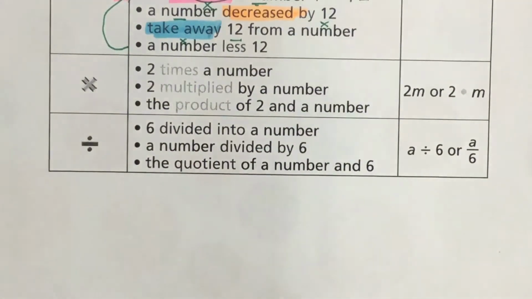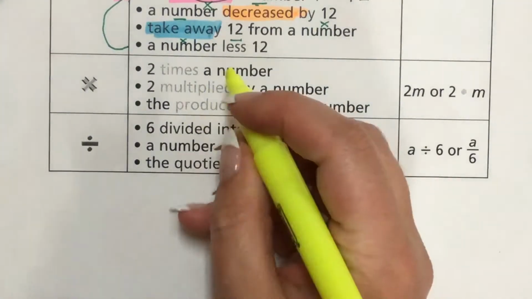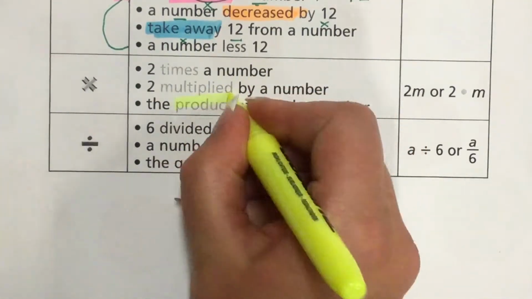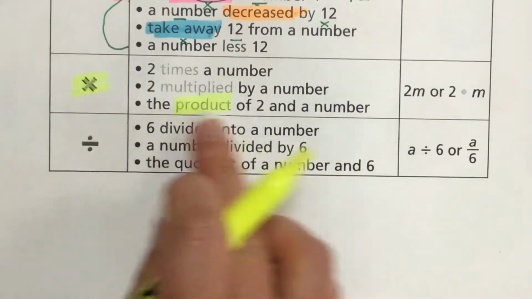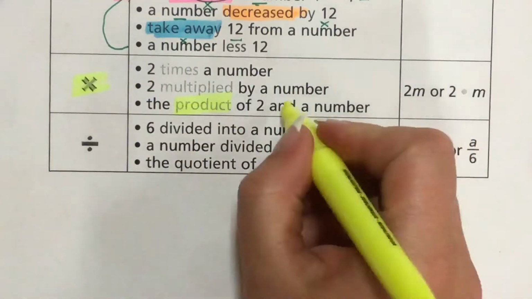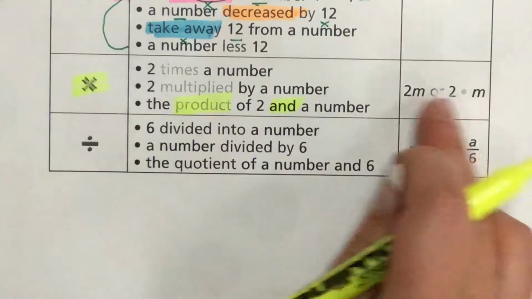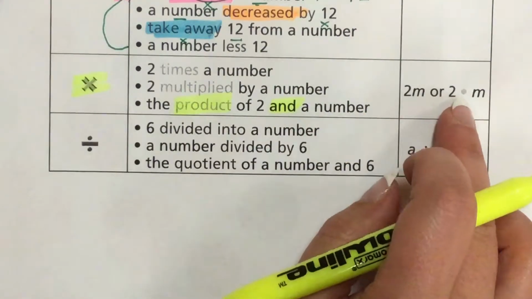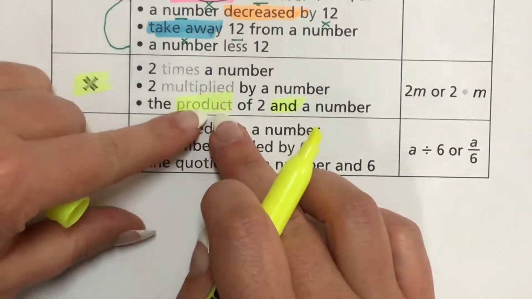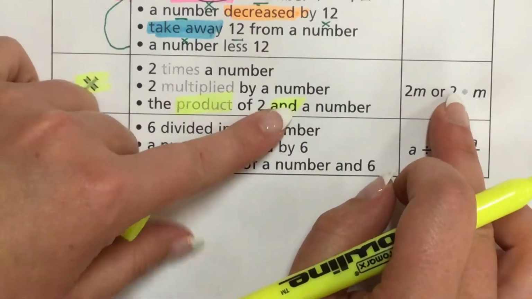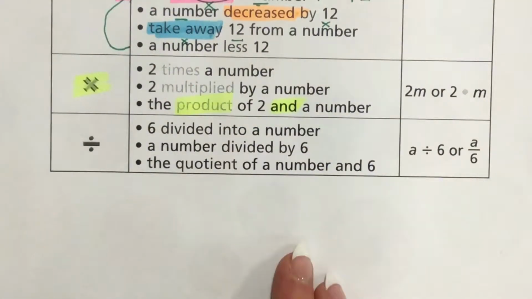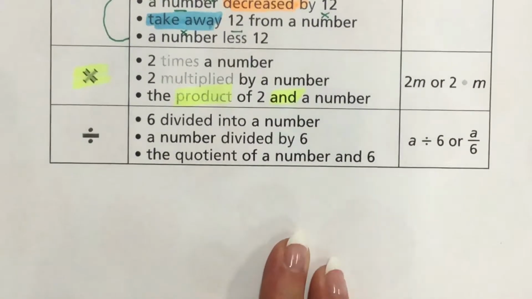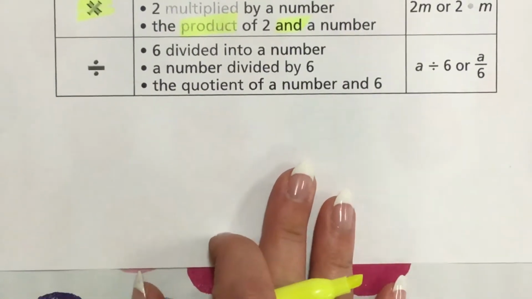Or, this is a good one, the product. So whenever you see this word product, you know that you're dealing with multiplication. So the product of 2 and then and, that word lets you know where the multiplication sign goes. So the product, you're dealing with multiplication, 2 and multiplication sign, a number, which is m, or just the same thing as 2m. And that's pretty much it for multiplication. Let's go ahead and move on to division.